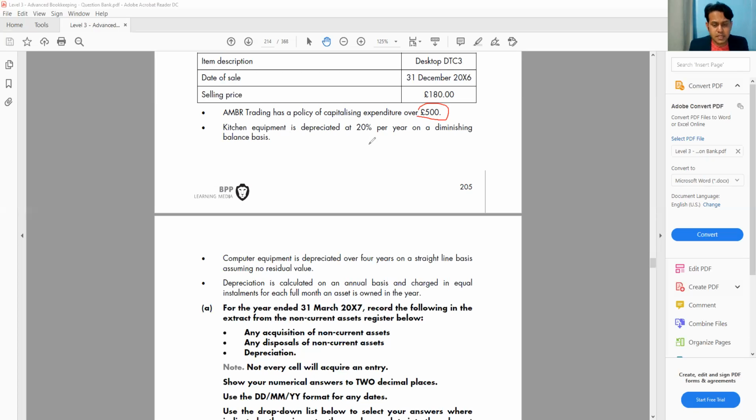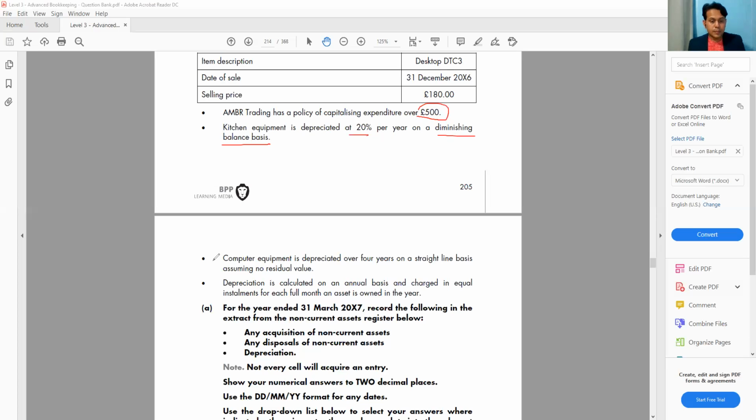Kitchen equipment is depreciated 20% per annum using the diminishing balance basis. So the kitchen equipment, if I buy anything for the kitchen, for example the oven or cooker, will be depreciated using the diminishing balance basis. So you already know what it is. That is 20%.